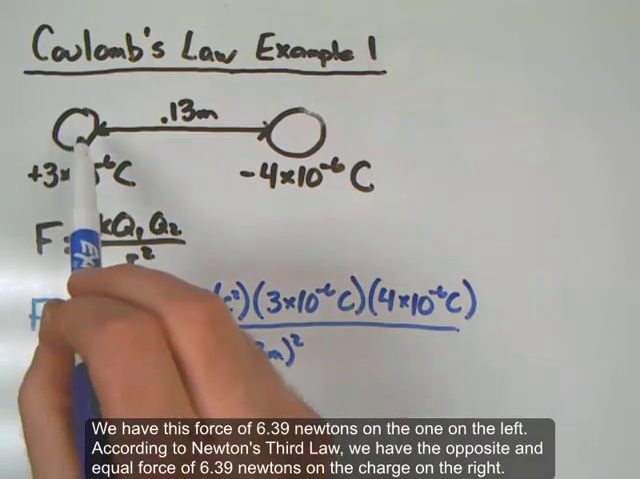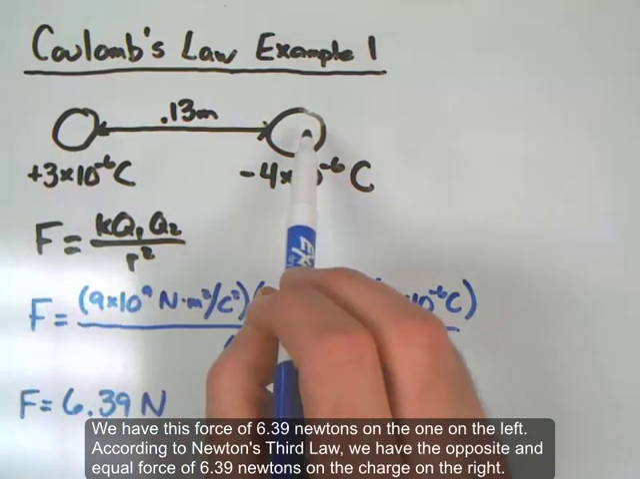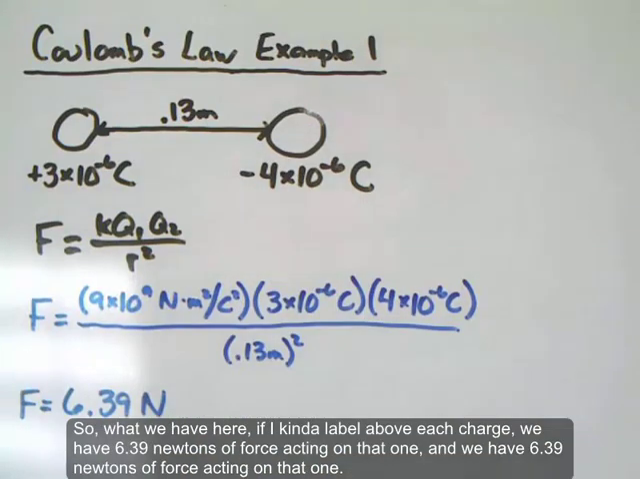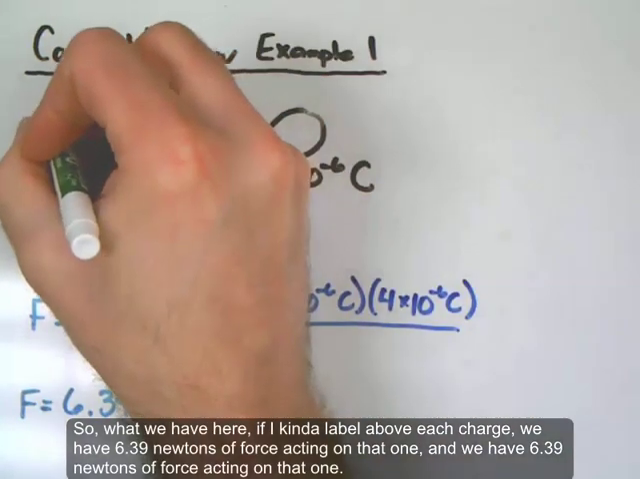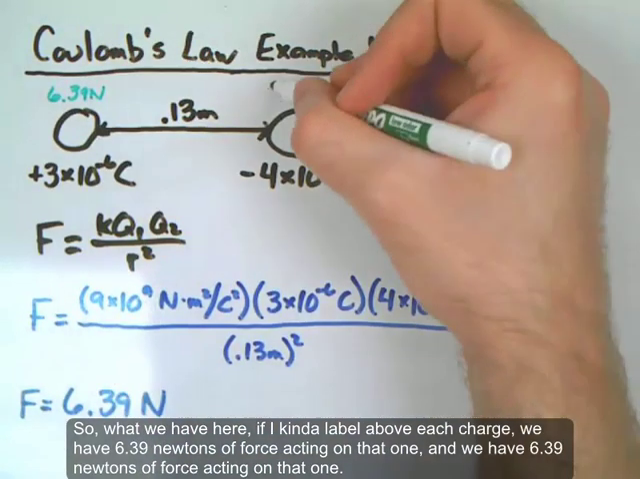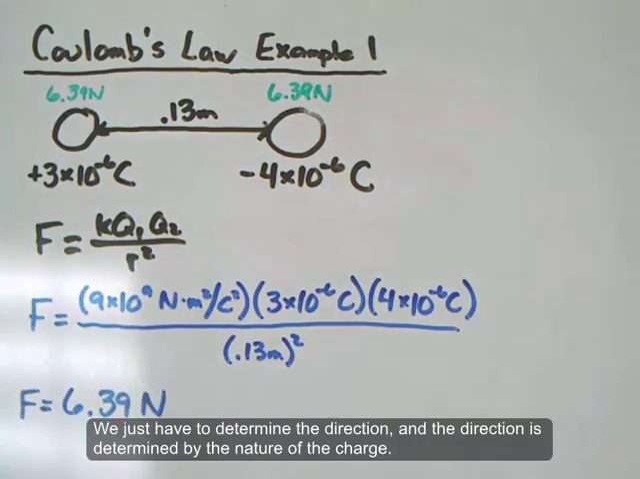So we have this force of 6.39 newtons on the one on the left. Now according to Newton's third law, we have the equal and opposite force of 6.39 newtons on the charge on the right. If I label above each charge, we have 6.39 newtons of force acting on that one, and 6.39 newtons of force acting on that one. We just have to determine the direction.